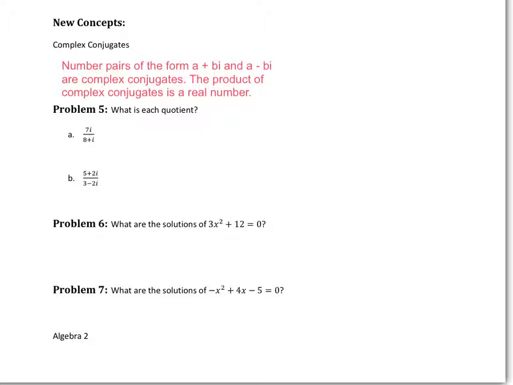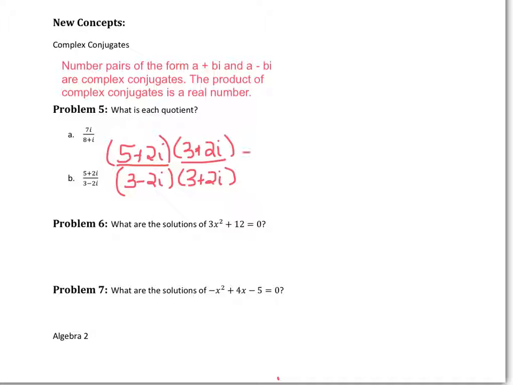Okay, in letter B, we've got 5 plus 2I divided by 3 minus 2I. The conjugate would be 3 plus 2I, and I'm going to multiply both the top and the bottom by 3 plus 2I. Now we're going to use the FOIL method to multiply our two numerators together. So 5 times 3 is 15. And then we have the outside of 10I and the inside of 6I, making 16I. And then my last term, 2I times 2I, is going to equal 4I squared. I squared is a negative 1, times 4 is a negative 4.